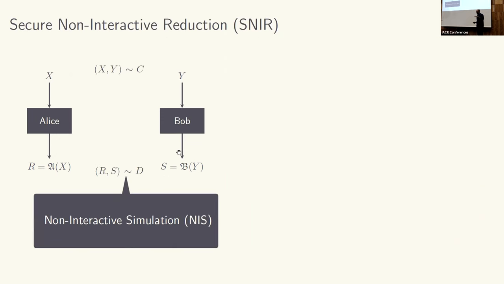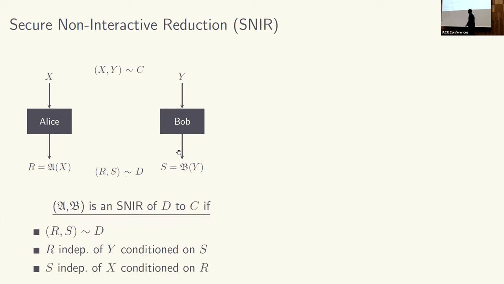So how would we define our model in general? Going back to how I began the talk, the model that we will be dealing with is the same as what Hai had mentioned. We will be focusing on general correlations, and we are interested in presenting a linear algebraic way of analyzing this particular model: secure non-interactive reduction. Alice and Bob get X and Y correlated according to a correlation C, and they want to locally apply a potentially randomized function to their input to derive R and S respectively. As we noticed, when security is not a concern, we just want R and S to be correlated appropriately according to the distribution D, that is, the distribution that we want to derive from C.